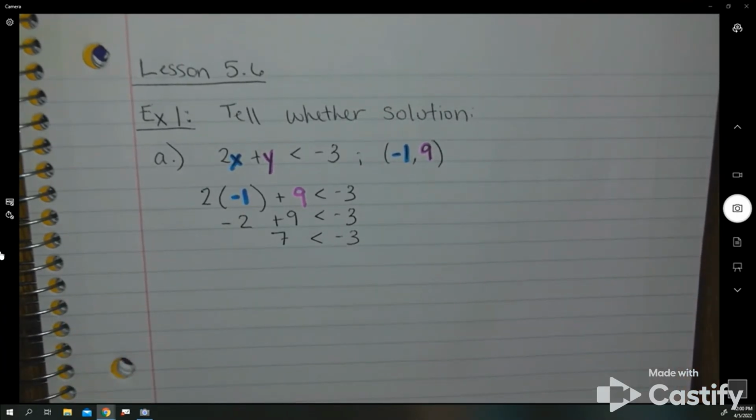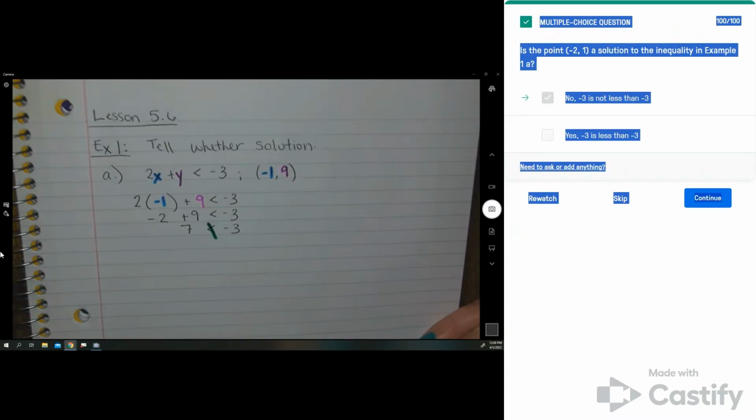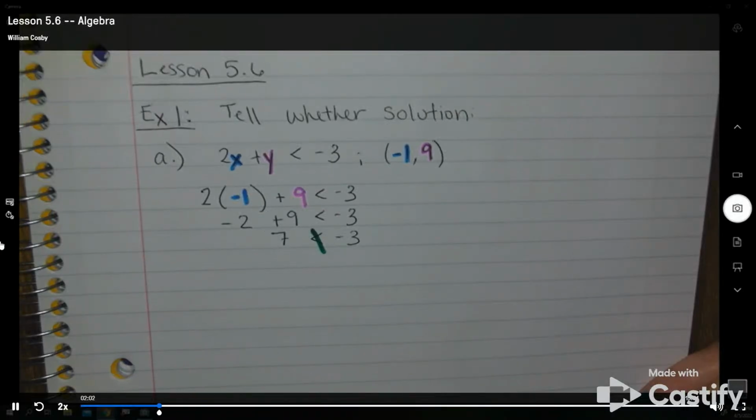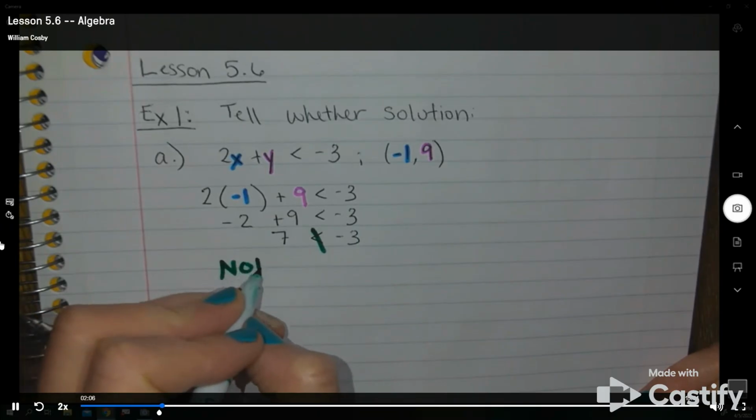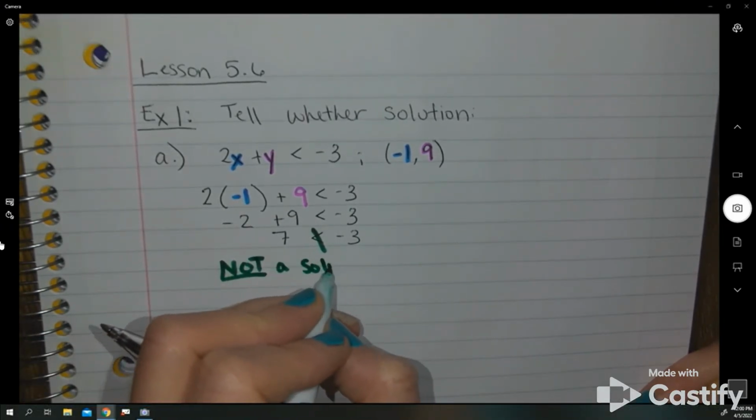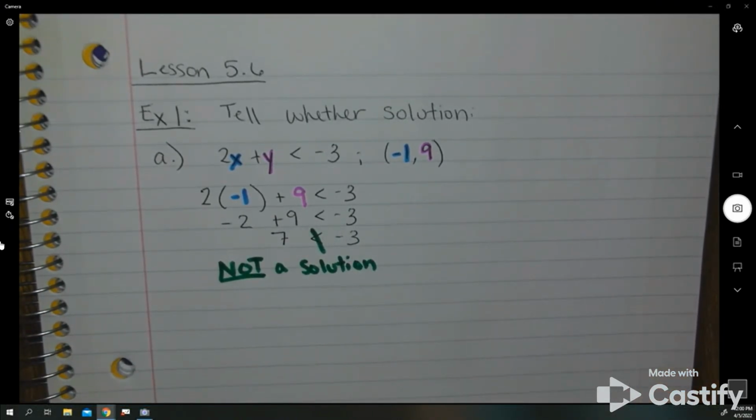Is 7 less than negative 3? As a matter of fact, this is not. 7 is not less than negative 3. So the point negative 1, 9 is not a solution. Does not make it true.